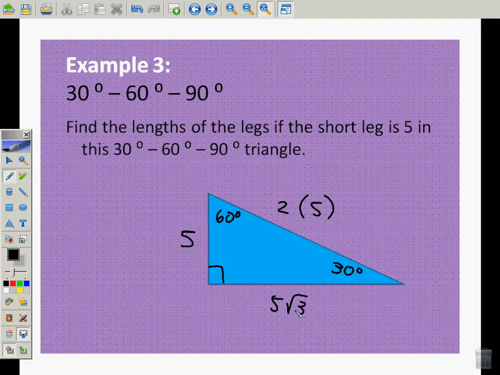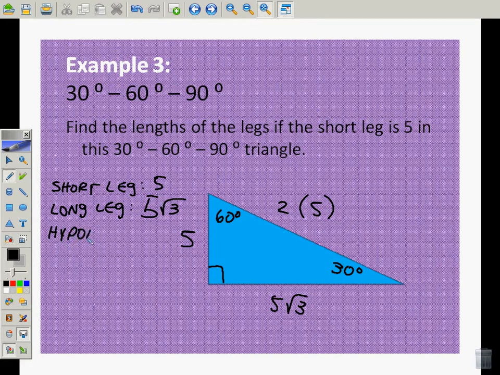So I'm going to have short leg is 5. Long leg is 5 times the square root of 3. I'm going to leave it in reduced radical form. And the hypotenuse is 10. Okay? It's that simple. This saves us tons of time. Why does it save us tons of time? I didn't use the Pythagorean theorem. Did you see that? I didn't have to use the Pythagorean theorem. This is a derivative of the Pythagorean theorem, but I don't have to use it to find what I want. It saves us tons of calculations.